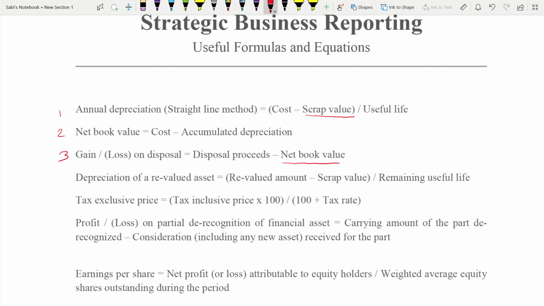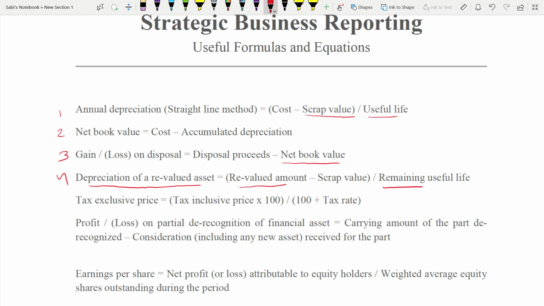Then, depreciation of a revalued asset. This is very important because most of the students are unable to do this part. Normally, they will be able to calculate depreciation, but when your asset is revalued, then how do you calculate the depreciation? It is the revalued amount that you have to take minus the scrap value, divided by remaining useful life. Okay, this was just useful life. This is the remaining useful life.